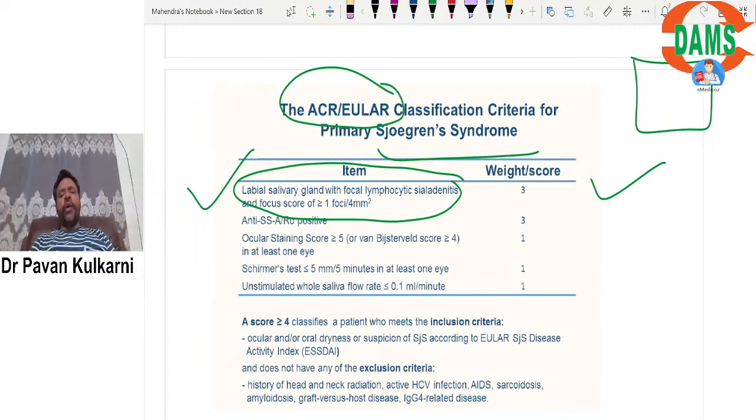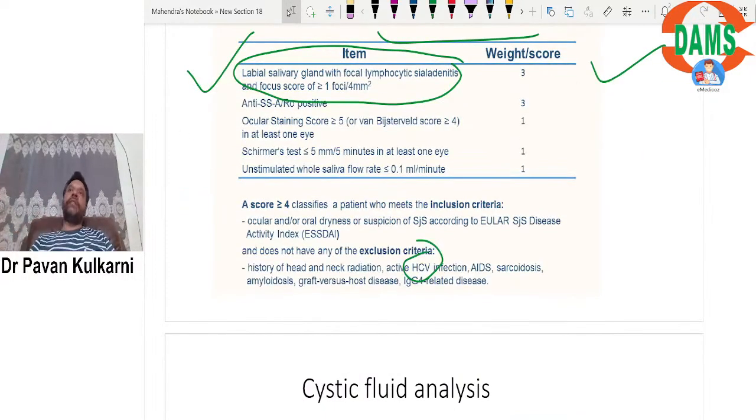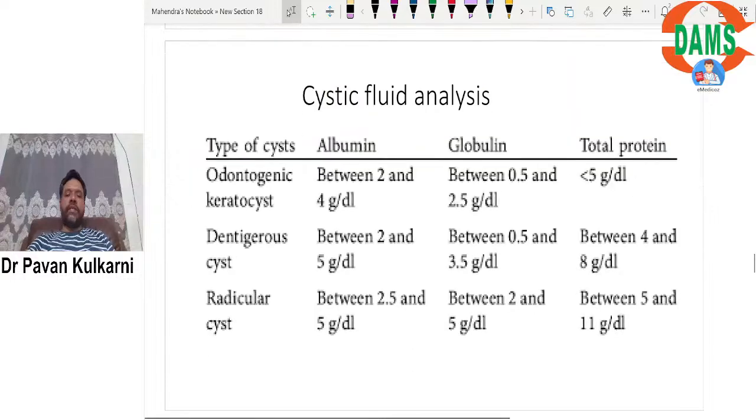Another thing I want you to remember is that HCV, hepatitis C virus, is associated with Sjögren syndrome. They also say HCV is frequently associated with Sjögren syndrome. We should be aware of this. Other criteria, don't worry, they won't ask you about that. Just remember the most important or consistent criteria.